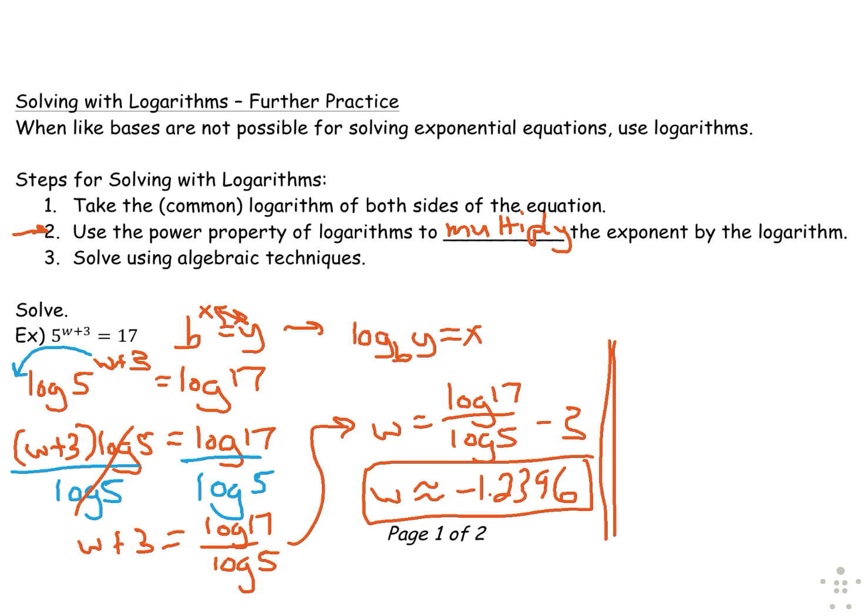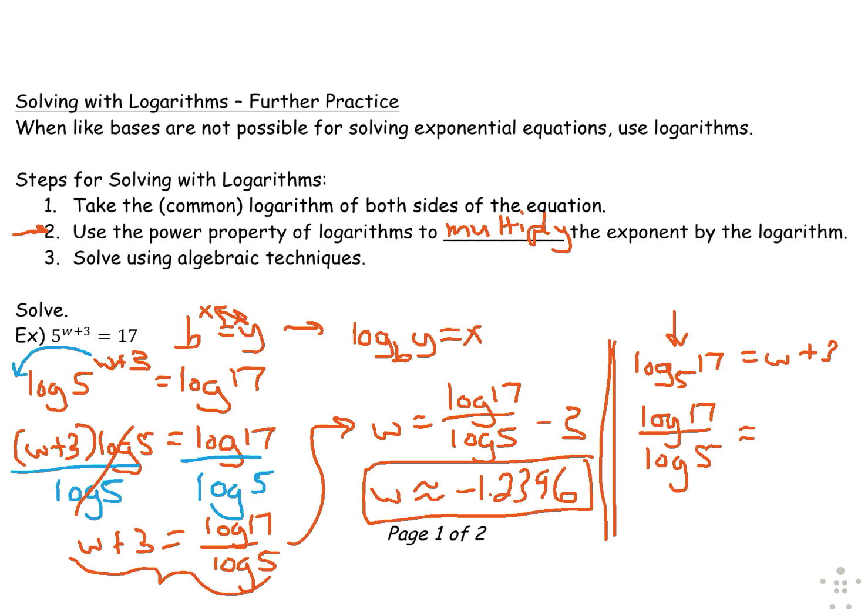I'm going to do that over on the side, and so I get log base 5 of, swap exponent with the result. So now log base 5 of 17 equals w plus 3. Notice that brings us kind of right around here, but we'll need to use the change of base formula on the log base 5 of 17. So I could rewrite that as the common log of 17 over the common log of 5 is equal to w plus 3. And then you subtract that 3 over and you're going to get to your answer.